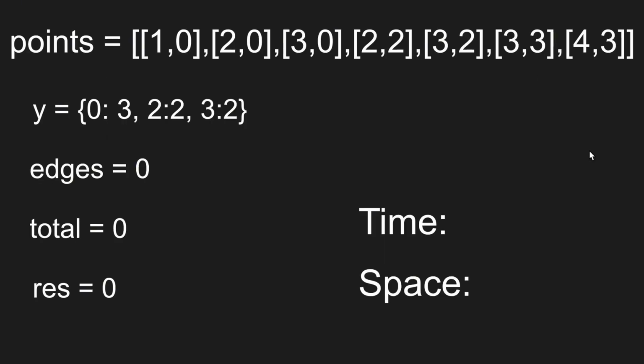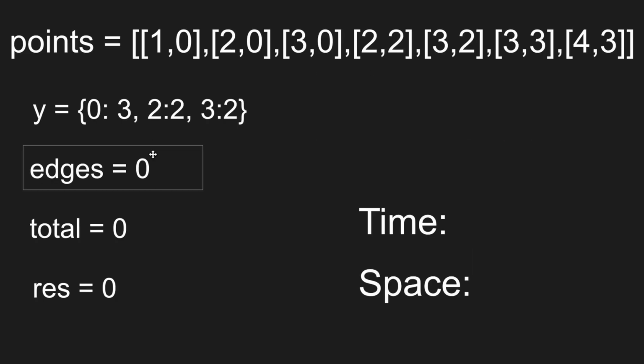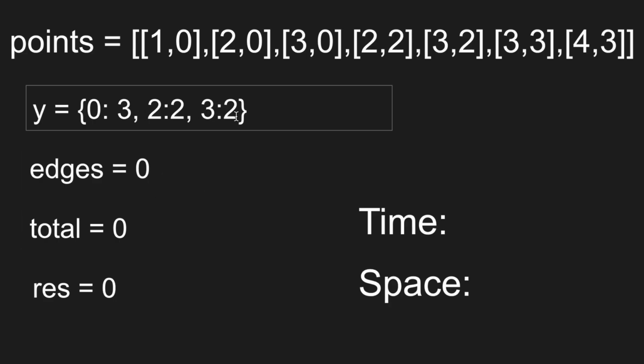So how we can solve this problem is we can group all the y-coordinates into a hash map. And then we will go through each y-coordinate and calculate the number of edges that we can make using this formula. And then we can multiply the edges by the total number of available edges, and then we will add the product to result. And after updating result, then we can update the total by adding edges to total. And we'll continue until we get to the end of the y-coordinates.